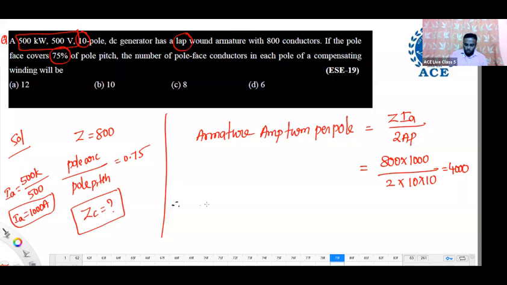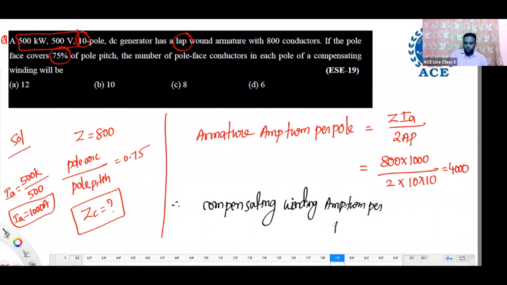Calculate the compensating winding ampere turn per pole. How much compensating winding ampere turn per pole? Whatever pole face is there, that much. For one pole pitch it is 4000. Now the pole face will cover 75% of that. So 4000 into 0.75. This much only the compensating winding can compensate.